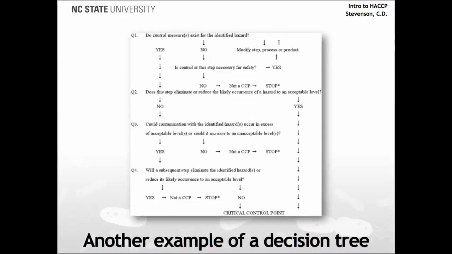and so on. Here is another example of a decision tree. You'll notice this decision tree has 4 questions, whereas the last decision tree only had 3. Different scenarios will call for different decision trees. Some decision trees are better for some processes than others. As you go about developing your HACCP plan, you'll find the one that works for you.